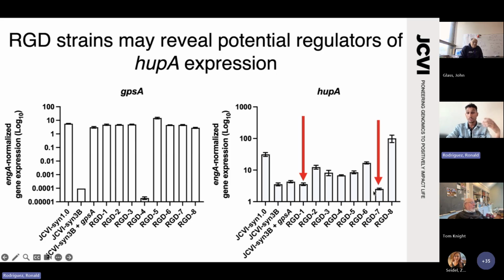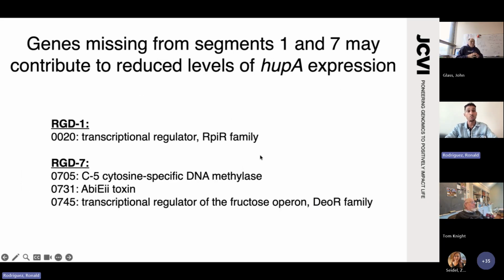That is 1 and 7. The other ones showed intermediate level of HUP-A expression. So if you look at some of the genes that were removed in segments 1 and 7, a few things stand out. This RPIR transcriptional regulator is associated with sugar and phospholipid metabolism in other bacteria. GPSA is a gene product that is known to participate in phospholipid metabolism.